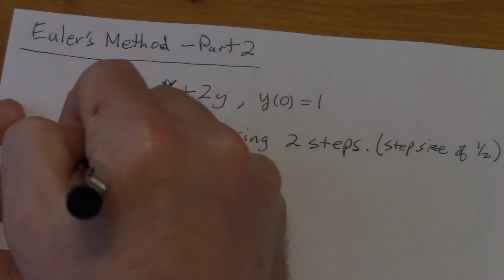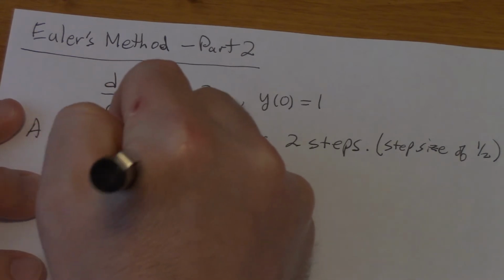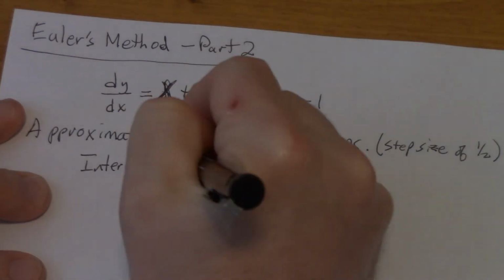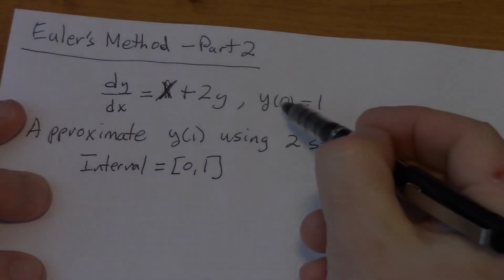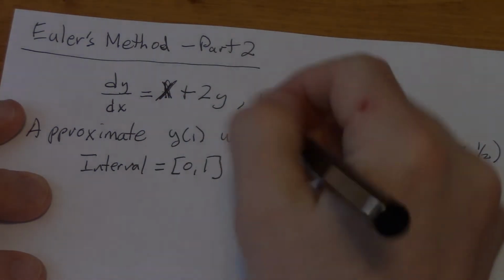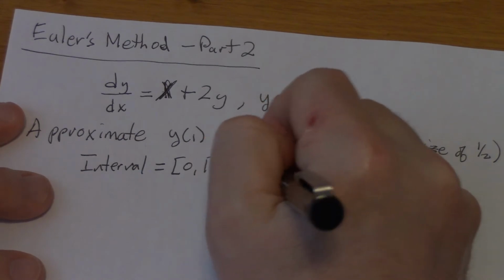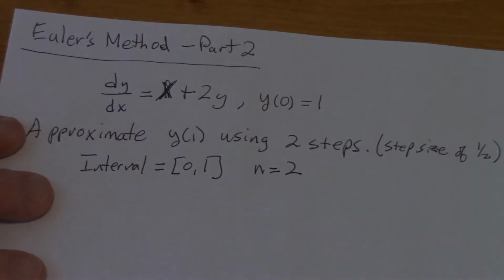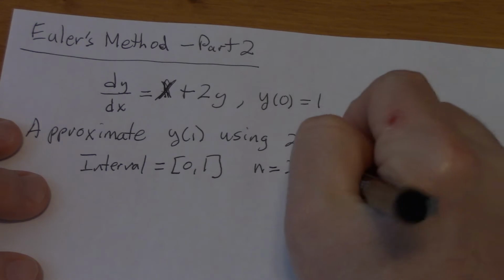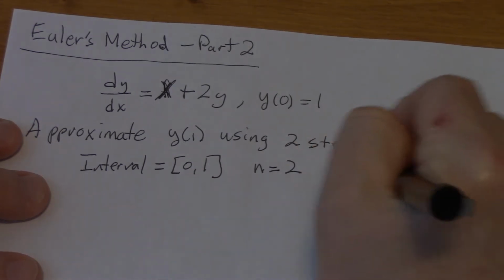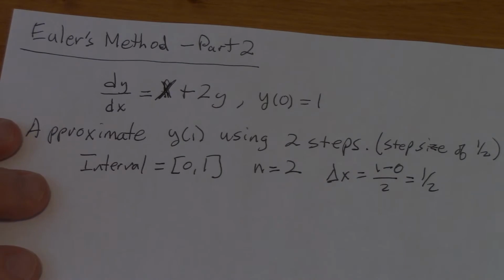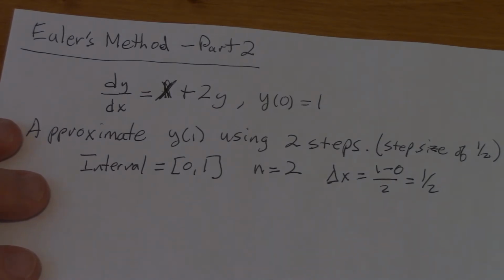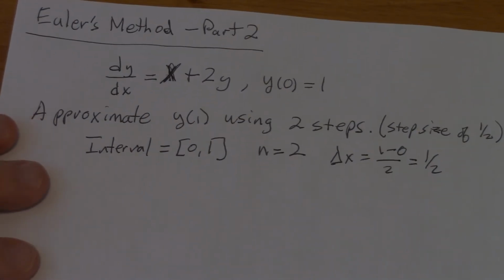Notice that the interval in this case is the interval from 0 to 1, because we're going from x equals 0 to x equals 1, and the number of steps is 2, so that delta x is 1 minus 0 over 2, which is 1/2. Okay? Alright, so let me put the two formulas down.